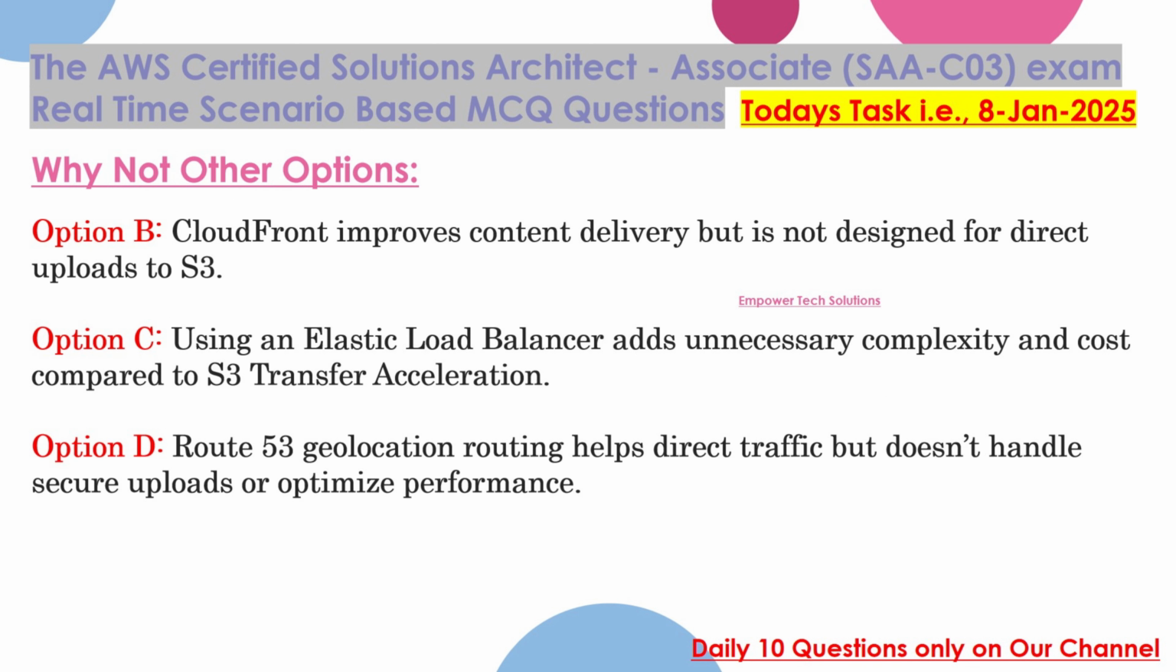Why not other options? Option B, CloudFront improves content delivery but is not designed for direct uploads to S3. Option C, using an Elastic Load Balancer adds unnecessary complexity and cost compared to S3 Transfer Acceleration. Option D, Route 53 geolocation routing helps direct traffic but doesn't handle secure uploads or optimize performance.